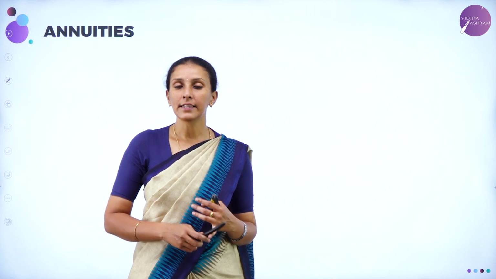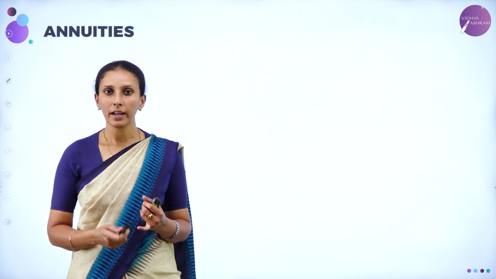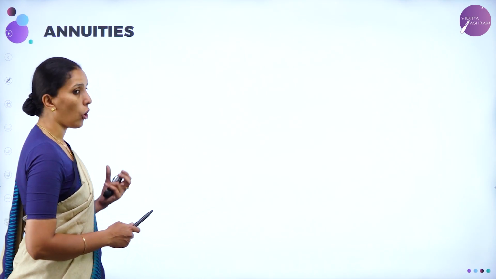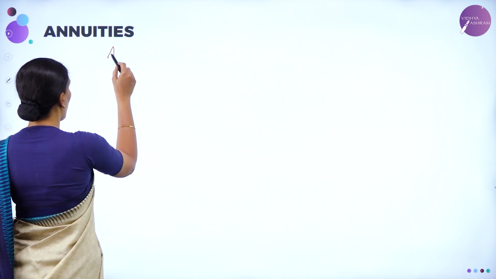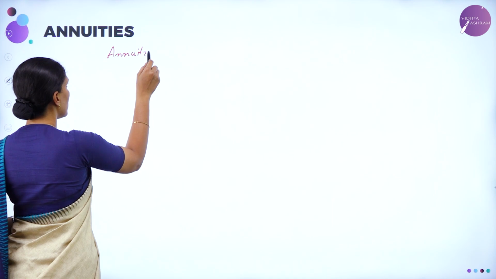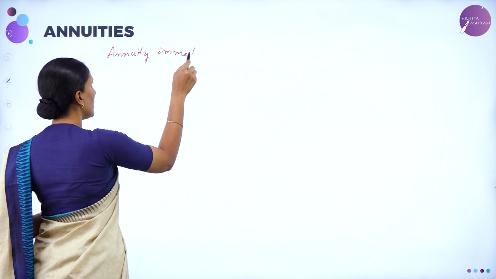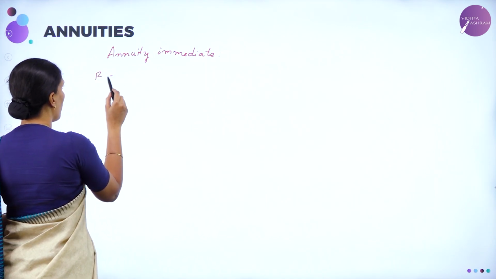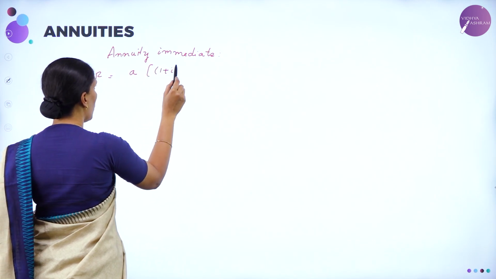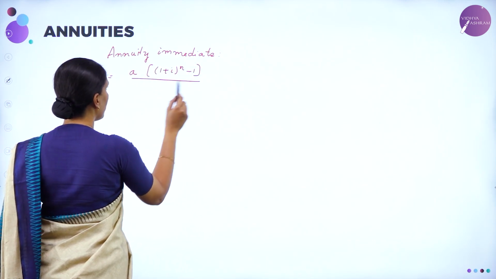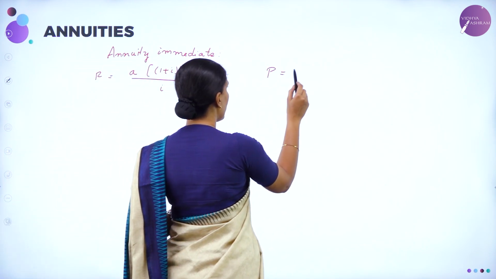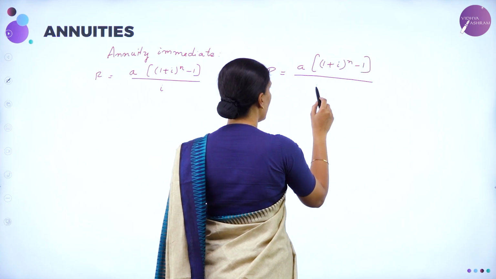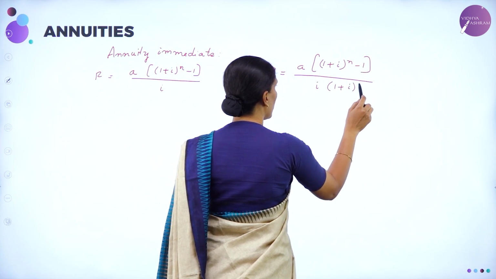So thus we have discussed the annuity immediate, annuity due, as well as the perpetuity and the deferred annuity. So here let us recall all the formulas one by one. Annuity immediate is nothing but an equal installment which is paid at the end of the time interval. So here the future value formula is A into (1 plus I) whole to the power n minus 1 divided by I, whereas the present value formula is given by A into (1 plus I) whole to the power n minus 1 divided by I into (1 plus I) whole to the power n.